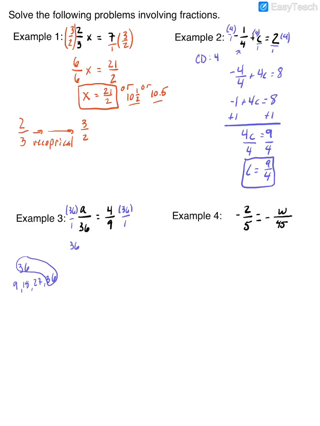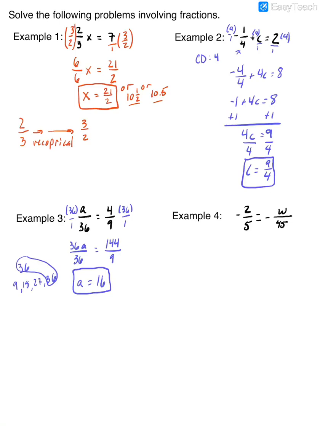So it gets me 36a over 36. And then here, 4 times 36 would be 144 over 9. 36 divided by 36 is 1, or 1a. 144 divided by 9 is 16. Remember, for those bigger numbers, make sure you're using your calculator. Very helpful when you're doing that stuff.